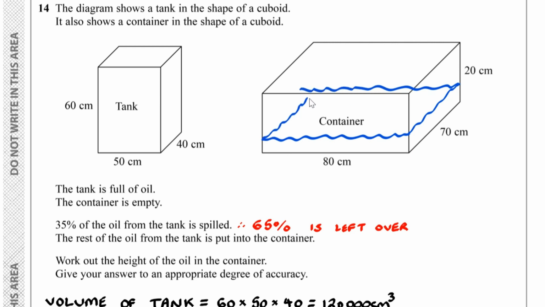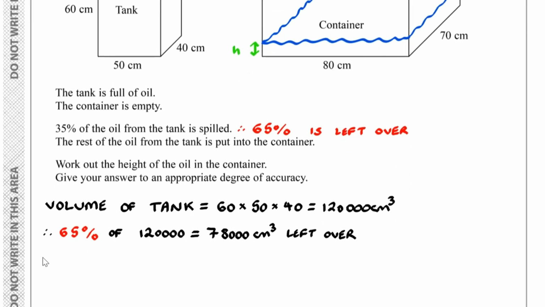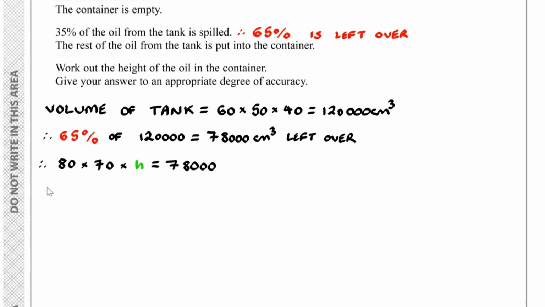As we see here, our job is to find out this height, h. So to work out that height, what we have is 80 times by 70 multiplied by h, which is equal to 78,000. Now we need to find out what h is.